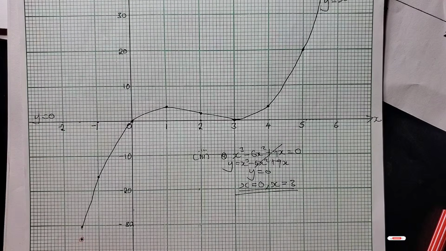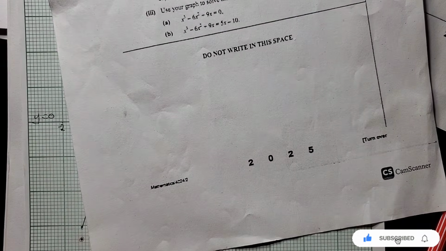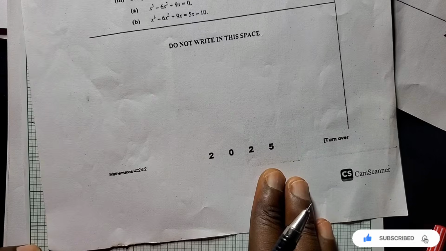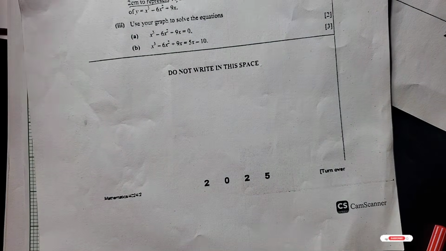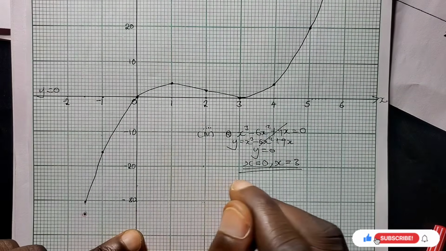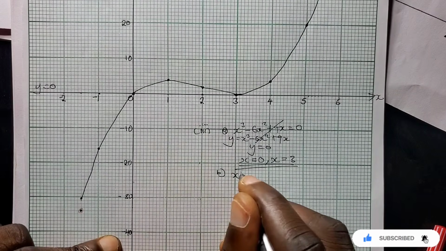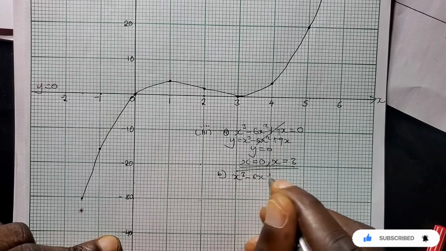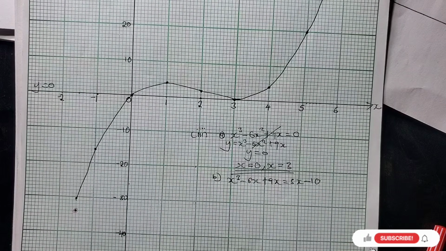Those are the answers. Then the next question, which is Question B. This is what you are given. Just the same, but on the last part we have 5x minus 10. We're still going to write it here as Question B: x to the power 3 minus 6x plus 9x is equal to 5x minus 10.